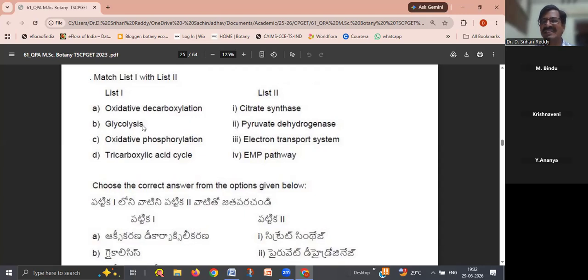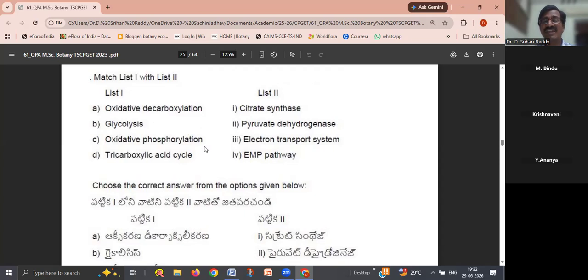And glycolysis, what is glycolysis? Here, EMP pathway. Embden, Meyerhof, Parnas are the three scientists who explained glycolysis. So glycolysis is also named the EMP pathway. So for the fourth one, for glycolysis, EMP pathway is the match.